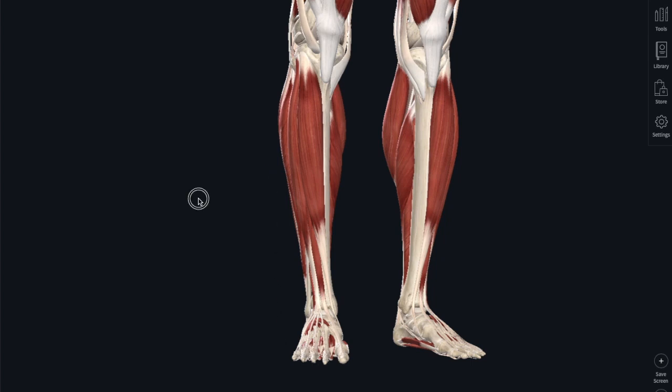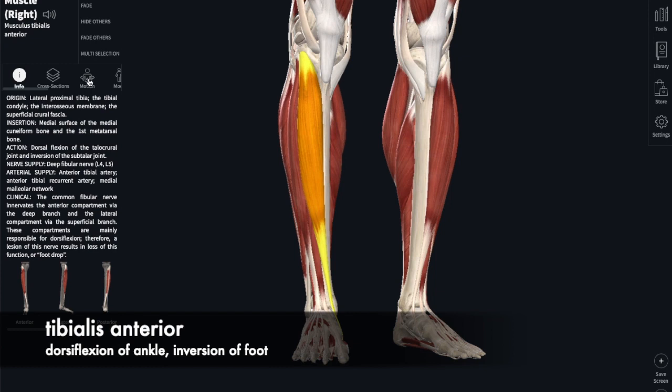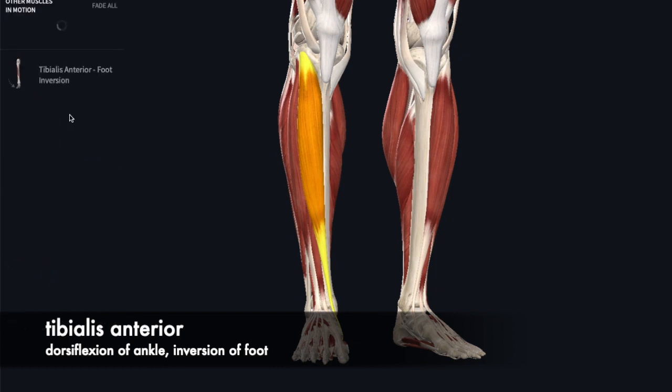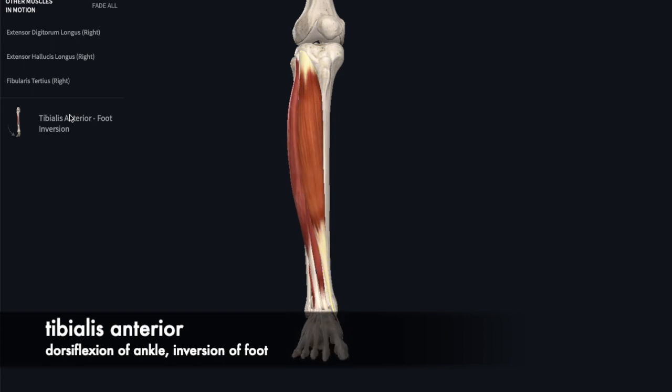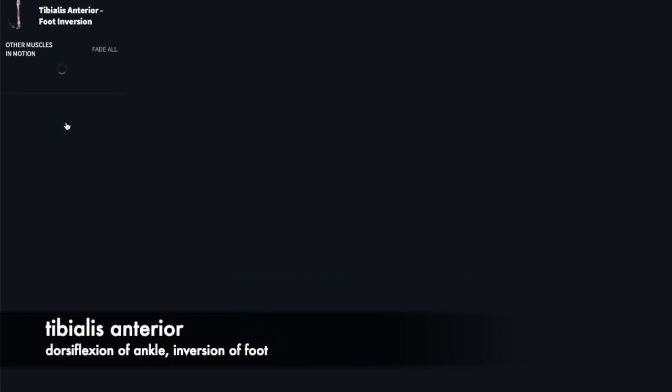Now, the most anterior, right next to your tibia, this is tibialis anterior. This muscle is involved in dorsiflexion of your ankle as well as foot inversion. So here's dorsiflexion of the foot. This is foot inversion.